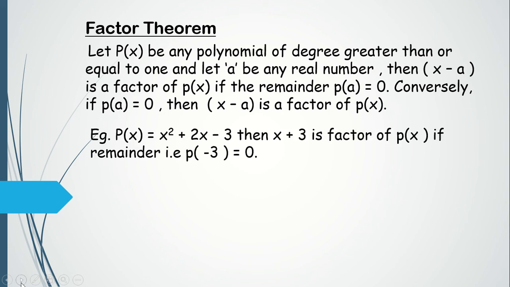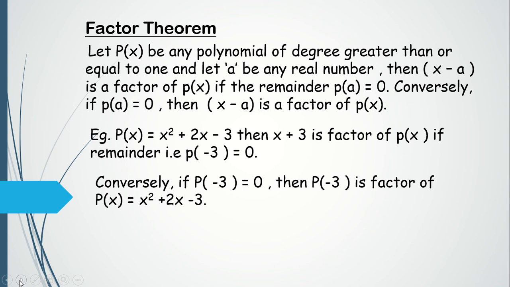So let's check. This is the polynomial given: a polynomial in x, x square plus 2x minus 3. Then x plus 3 is a factor if P(-3) is 0. The divisor is plus 3, so the remainder will be given by P(-3). And if P(-3) is 0, then we can say that it is a factor. Conversely, if P(-3) is 0, then x plus 3 is a factor of P(x).